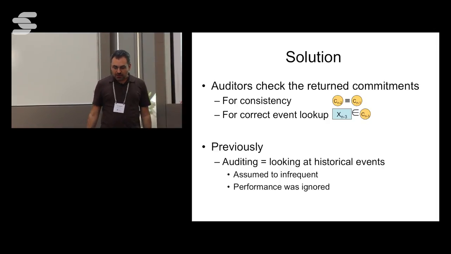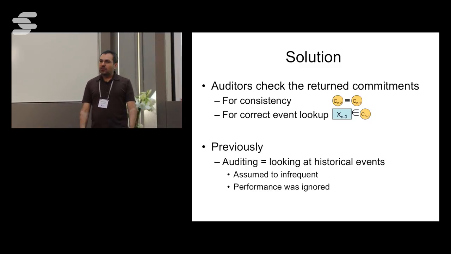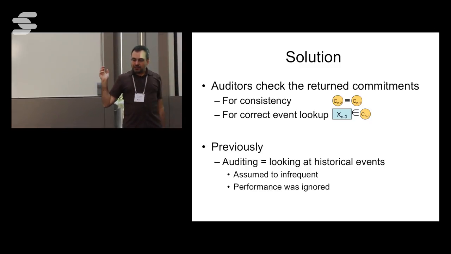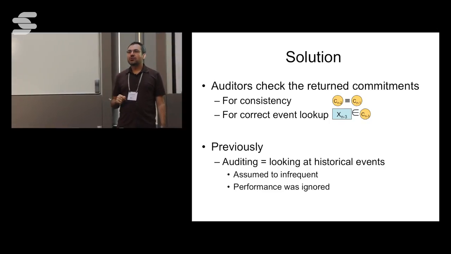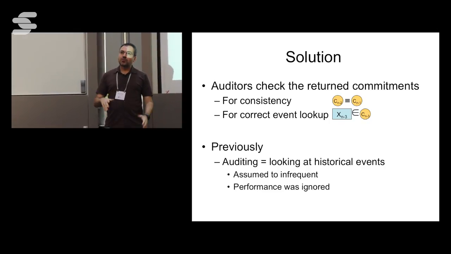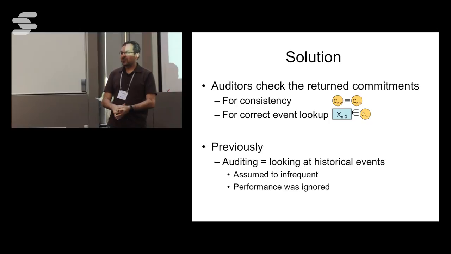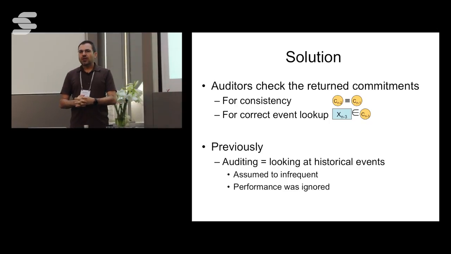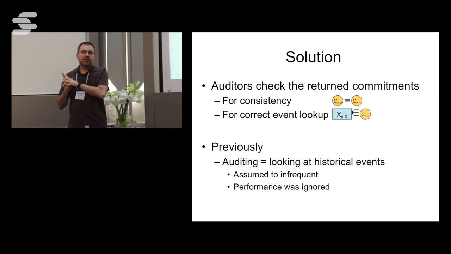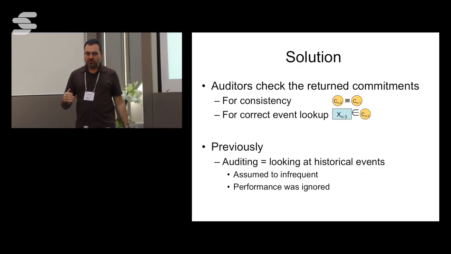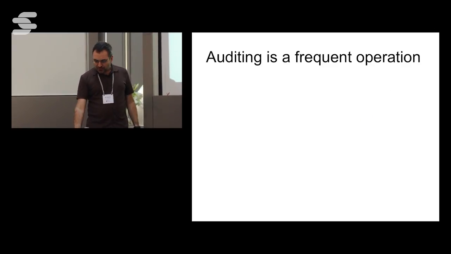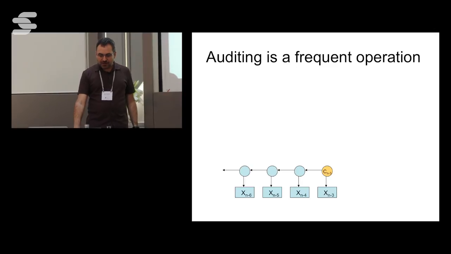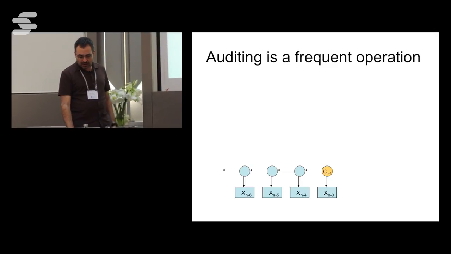These are the sort of properties we want. In the old days, auditing meant, well, you're going to look at all of history, and boy, that's expensive, so we're not going to do that very often. So we're not going to pay attention to performance because that's super expensive. Well, I want performance to be cheap enough that we can do it all the time. That's the goal.